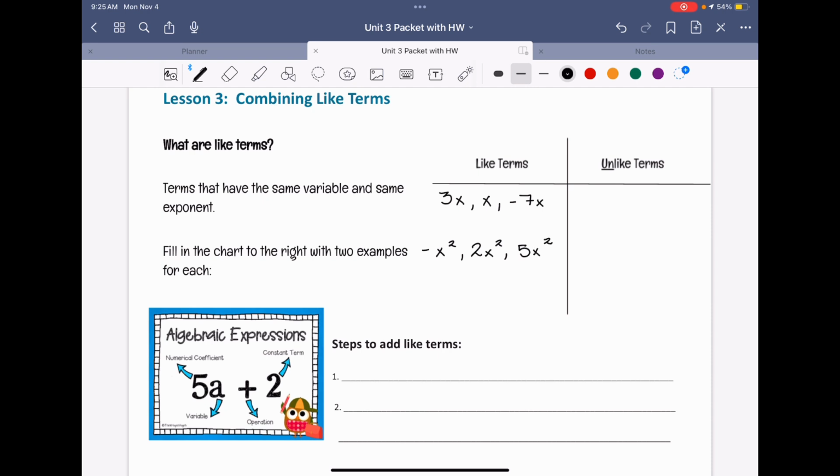Then you could also have constants. So you could have done constants like 1, 4, negative 2, and 7. And some unlike terms could be 3x, y, and z, because those are all different letters. I could have 2, 17x, and a negative y. And I could have different exponents.